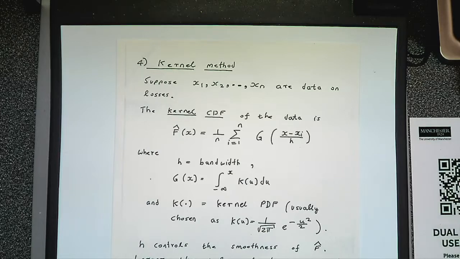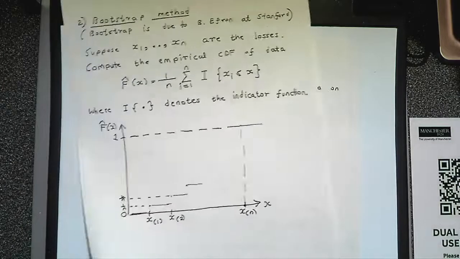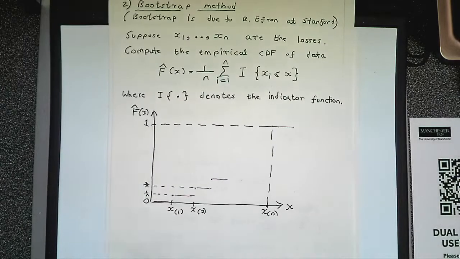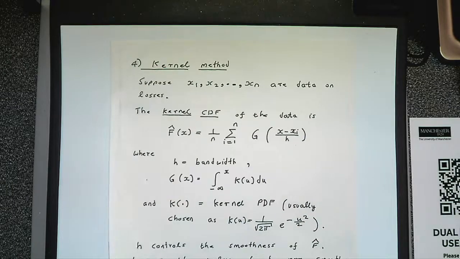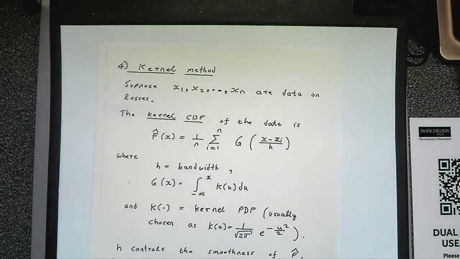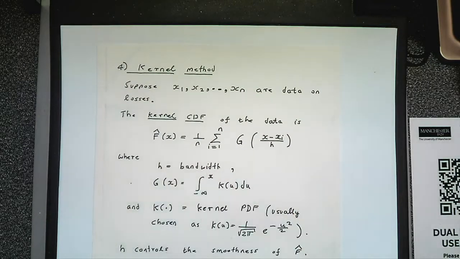Remember the empirical CDF I showed you earlier, this one? This is the empirical CDF I talked about earlier. This is not smooth at all. This is like a staircase. It's not smooth. Whereas the kernel CDF will give you a smoother version of the CDF of the data. And if you haven't done this, this is the formula for the kernel CDF.